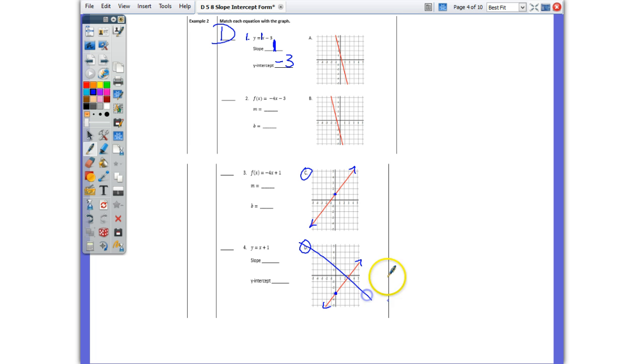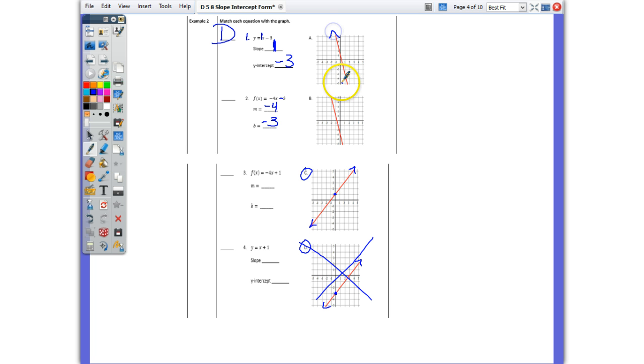Alright, so this one's now done. Number 2, what is the slope for number 2? -4. Excellent. What is my y-intercept? -3. So it's a negative slope, so that means we have what and what to pick from?